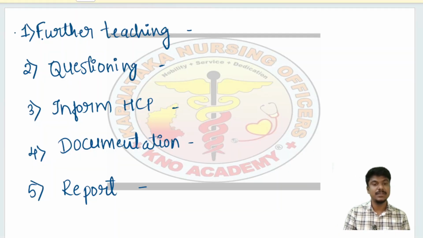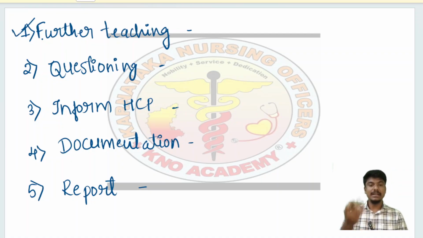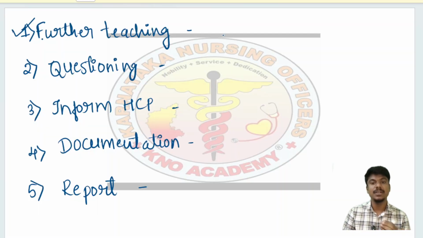The first term is "further teaching". In any long question, any test series, any examination, if the question ends with the term "further teaching required", it means you should always choose the wrong statement in the options.